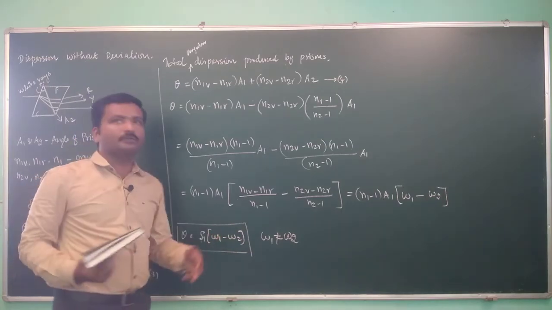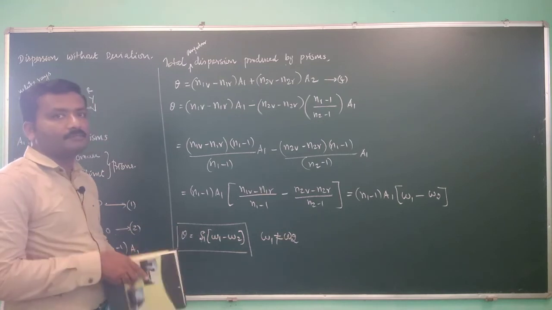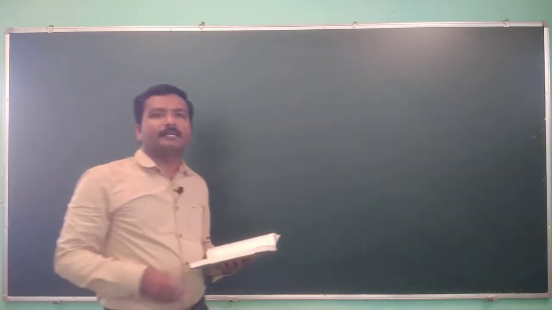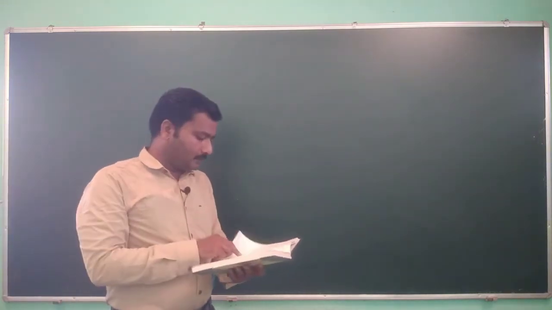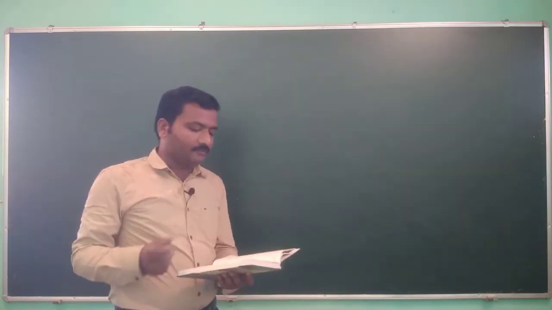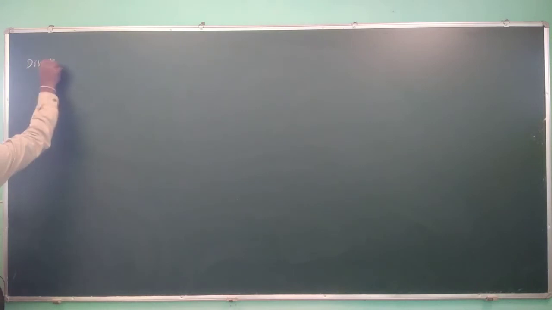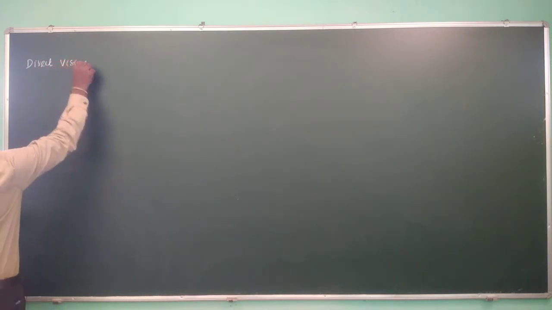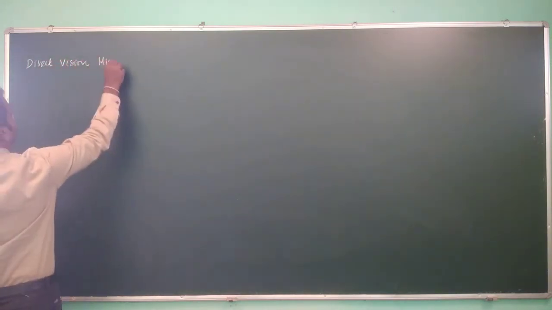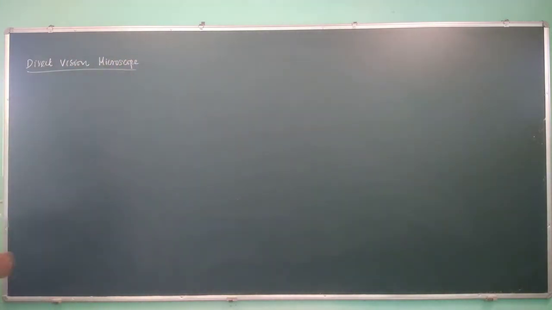As omega 1 and omega 2 cannot be equal, theta is always some nonzero value. And the application of this dispersion without deviation is the direct vision microscope. Let's see in a nutshell how this direct vision microscope works. Let me draw the schematic diagram first, then let us explain how it works.